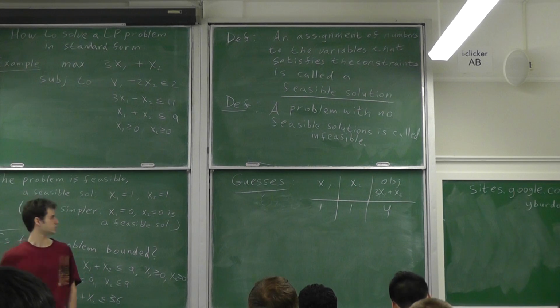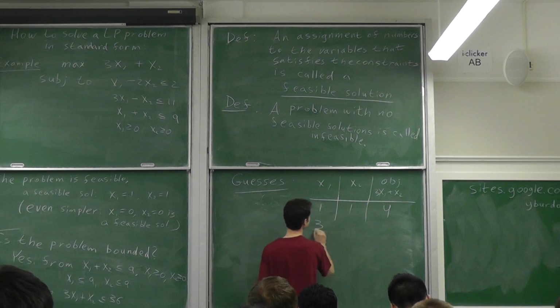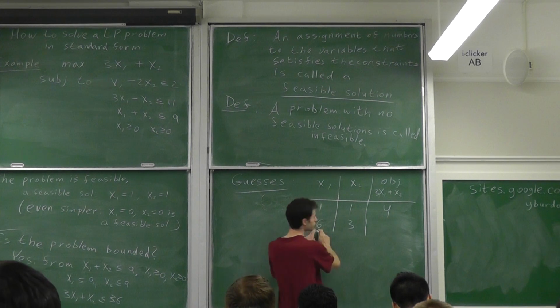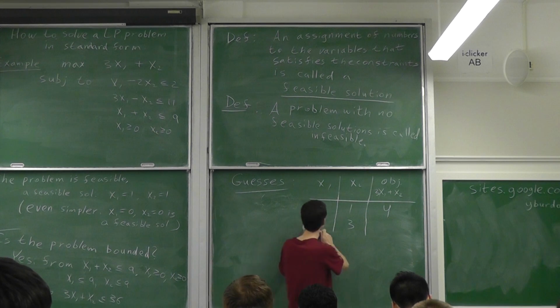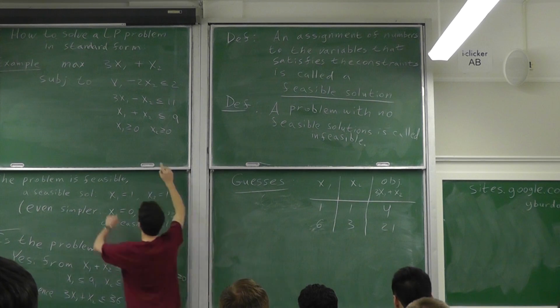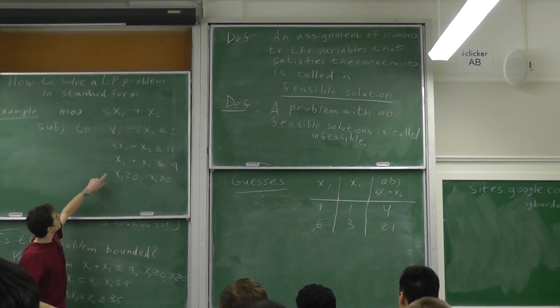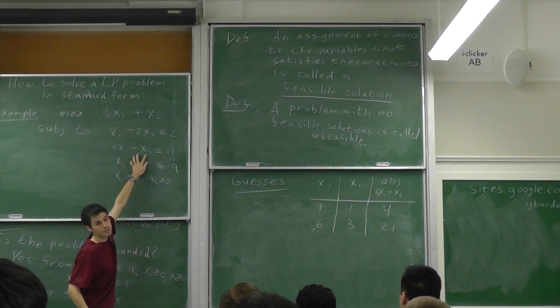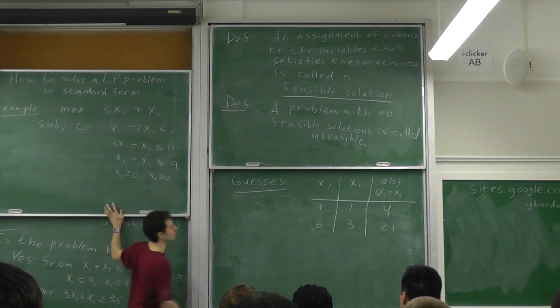6, 3. Okay, let's see. The objective function is 3 times 6 plus 3, 21. Okay, second constraint, 3 times 6, 18, minus 3, 15. Okay, it doesn't work.